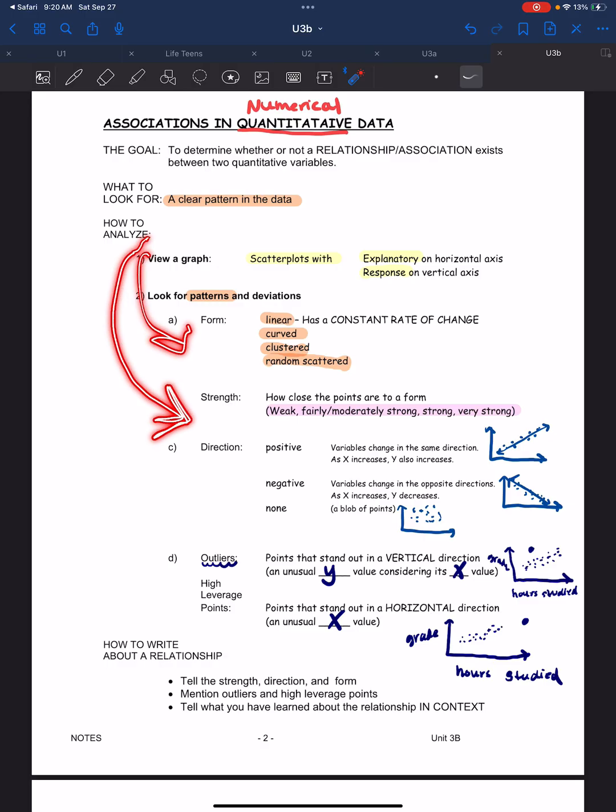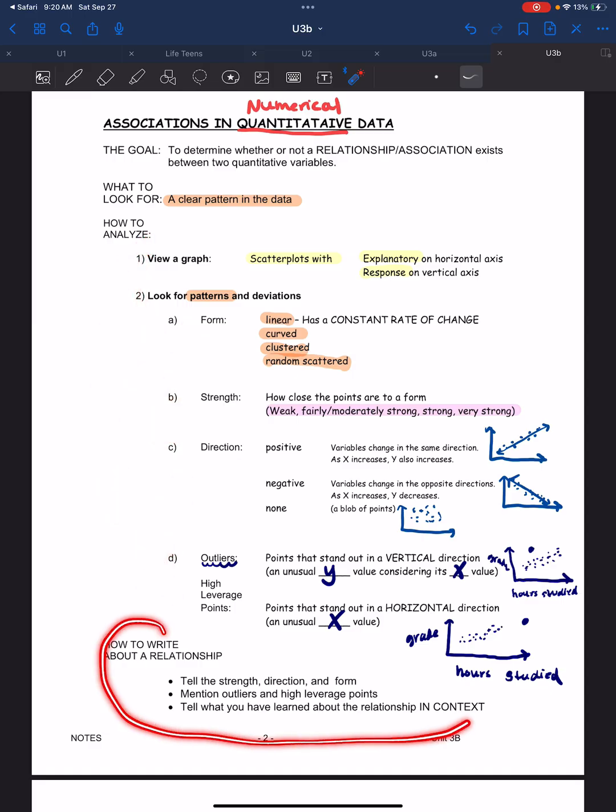How could we describe it? Still kind of that shape. Is it a strong shape? Is it not strong? What direction are things going in? And we're looking at those unusual points. So whenever we write about a relationship, we're going to comment on the things that we see, see if there's any oddballs, and then tell what we learned in the context of that situation.